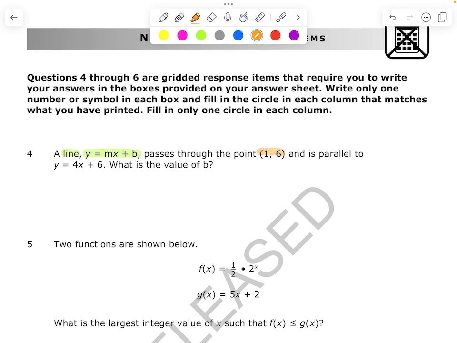And remember, a point is a value for x and y. So a point is an ordered pair. The first number in that group is your value for x paired with your value for y. They also tell us that this line needs to be parallel. And we know that if lines are parallel, they share the same slope.